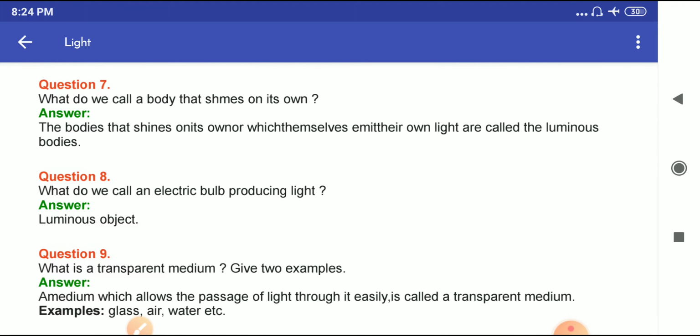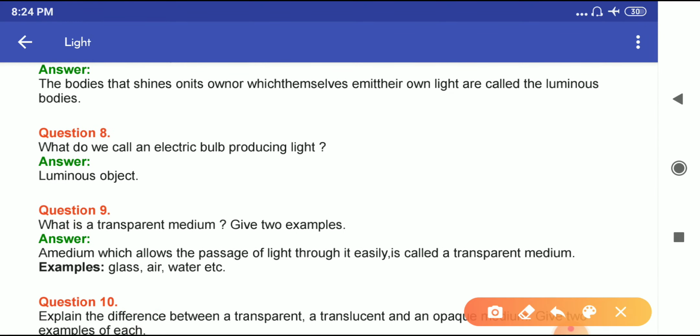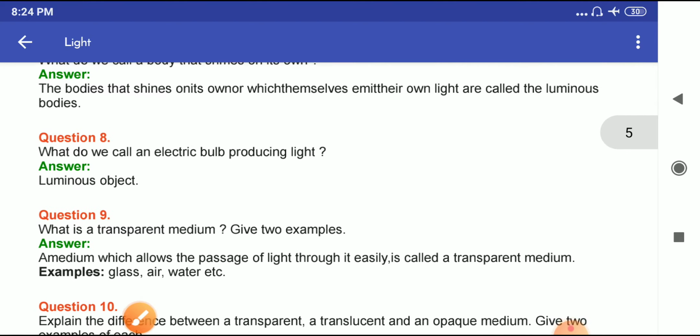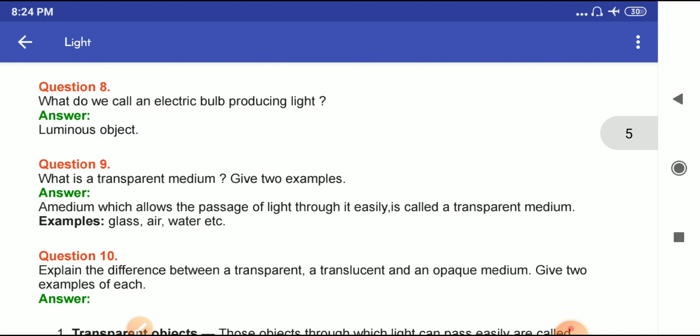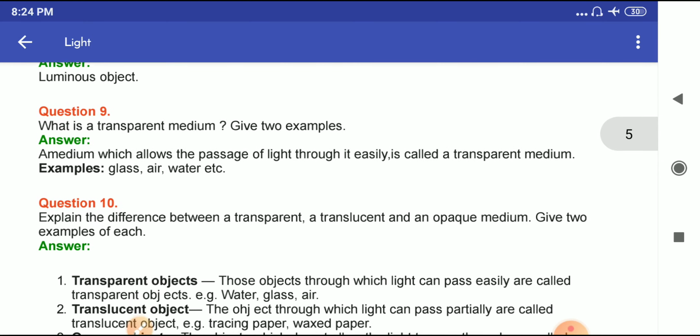Question number 7: what do we call a body that shines on its own? The bodies that shine on their own, or we can say which themselves emit their own light, are called luminous bodies. Now question number 8: what do we call an electric bulb producing light? Luminous object.